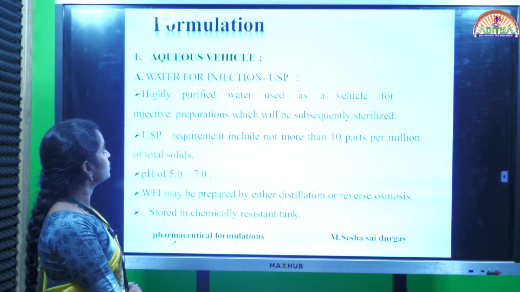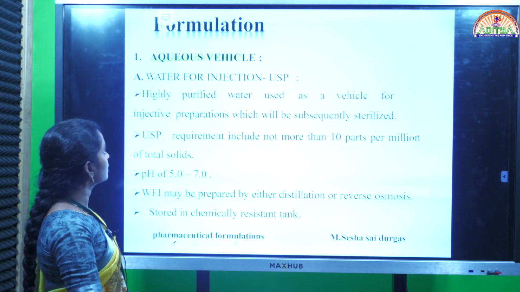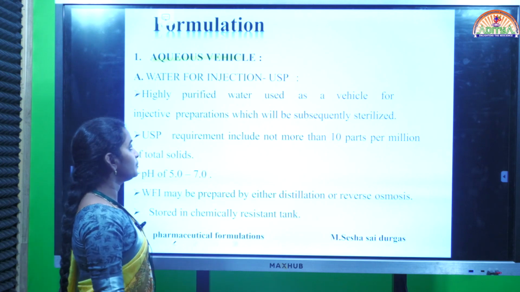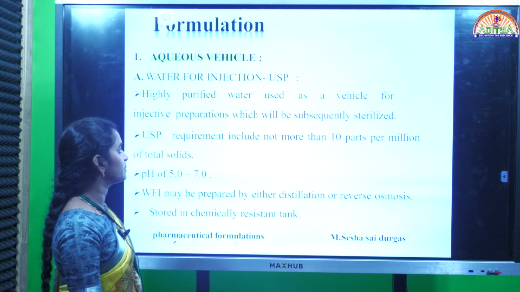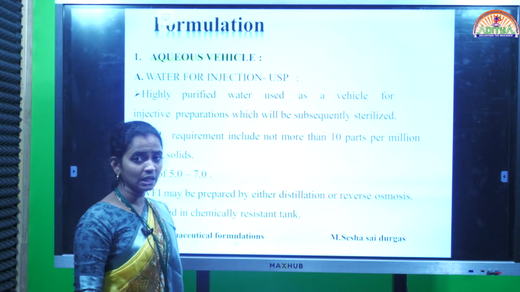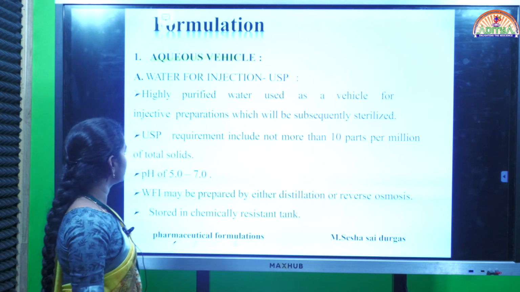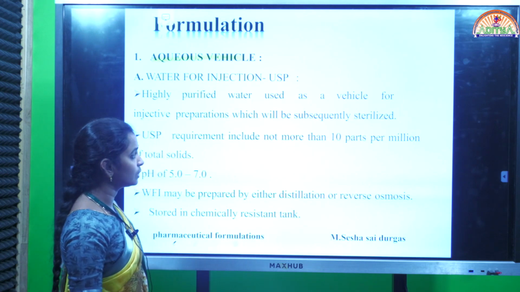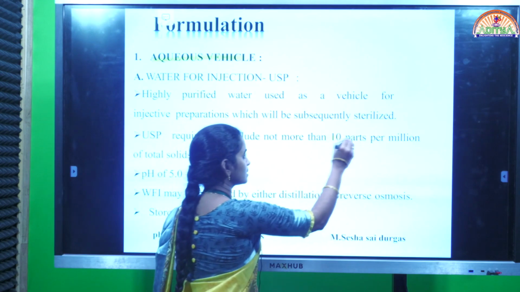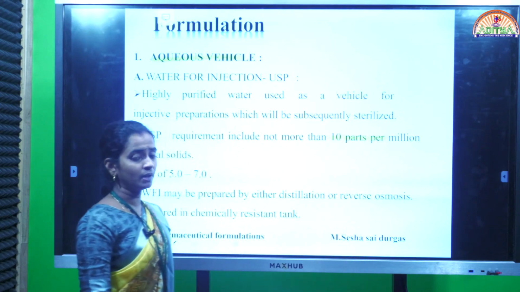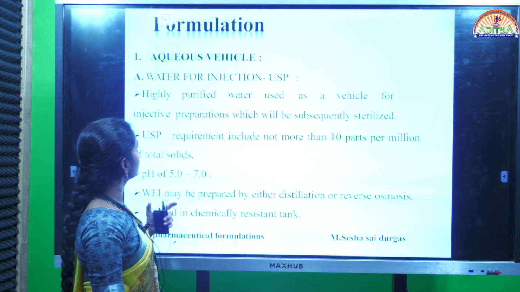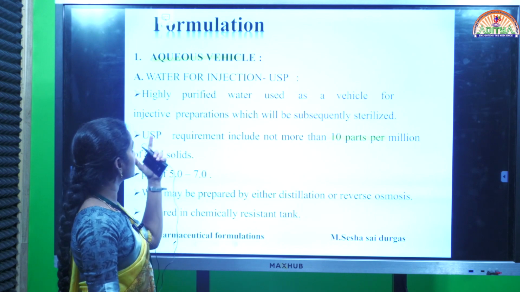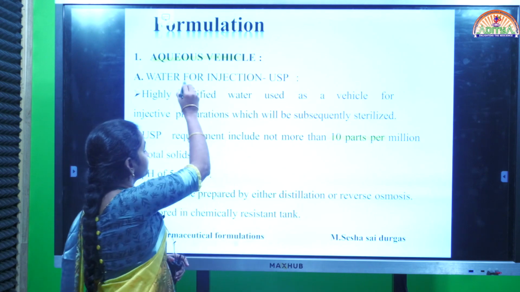See the first one, water for injection. What is water for injection? Highly purified water used as the vehicle for injectable preparations which will be subsequently sterilized. And USP requirements include not more than 10 parts per million, so 10 ppm. Under the aqueous vehicles, a number of things are there. First one, water for injection.